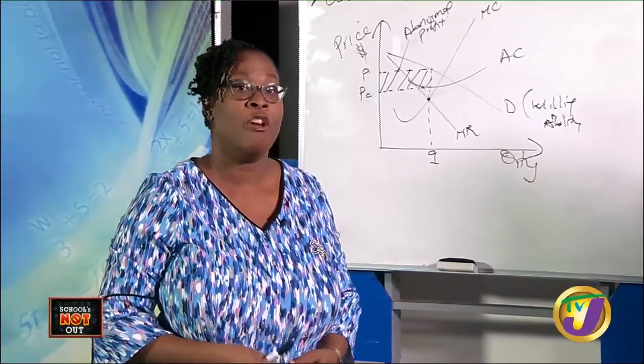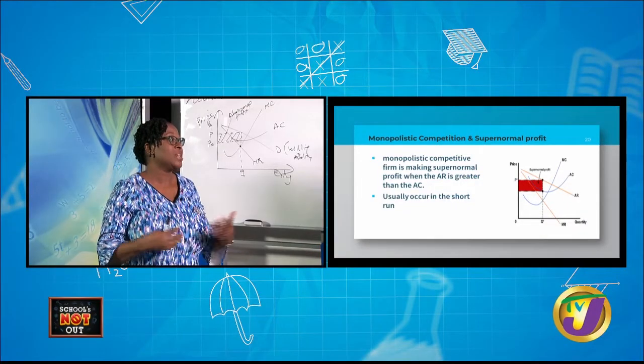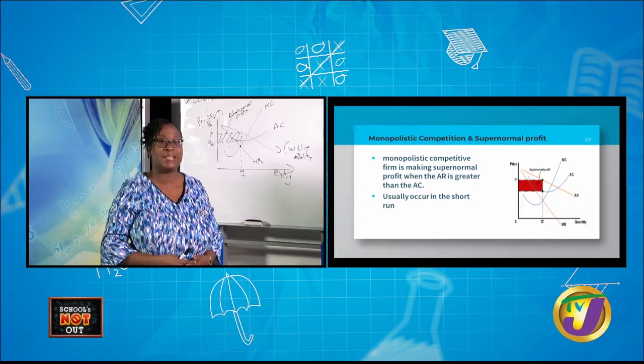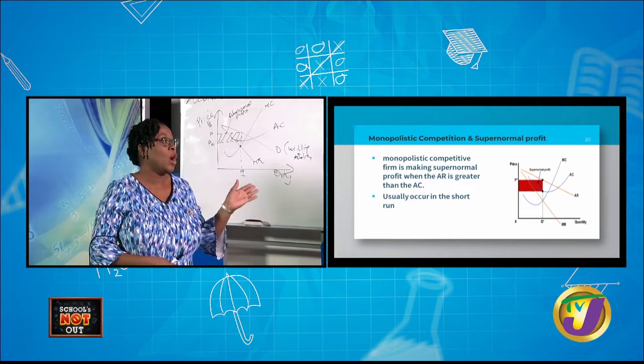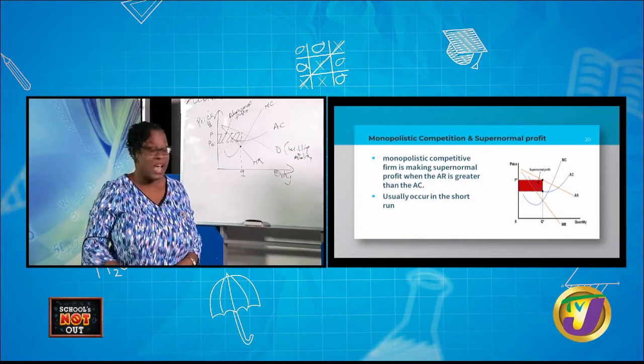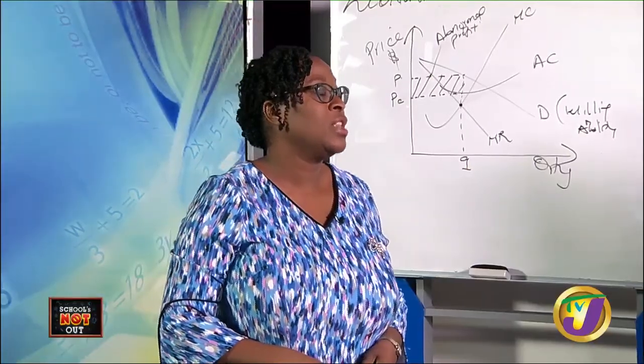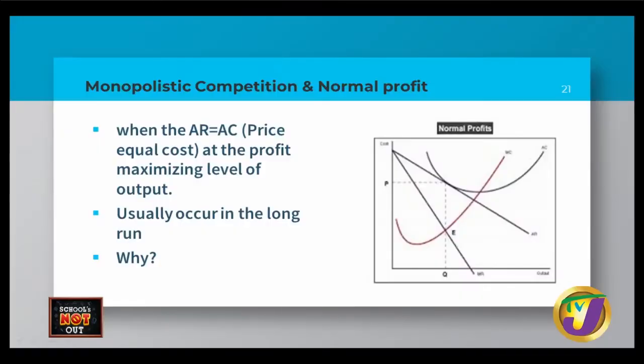Again, this will only occur in the short run. The reason being, because there are low barriers to entry, this will act as an incentive to the market, and so others will enter the market and compete away the profit. And what you will find is that in the long run, in this competition, the firms will make normal profit. That's where price now is equal to the cost of producing at the profit maximization output.